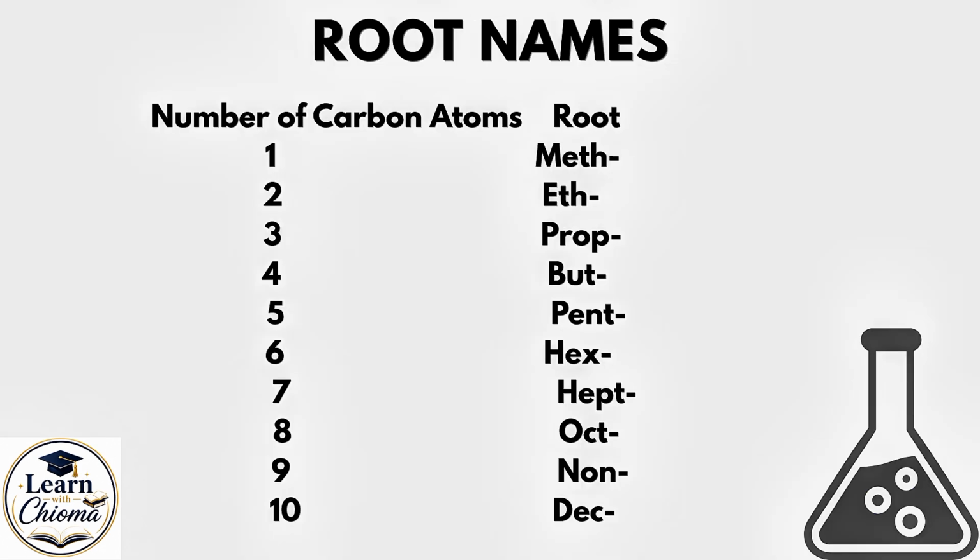The first step in IUPAC nomenclature is identifying the root name. The root name tells us the number of carbon atoms in the longest continuous carbon chain. Here are the first 10 root names you should know. 1 carbon is meth, 2 carbons is eth, 3 carbons is prop, 4 carbons is but, 5 carbons is pent, 6 carbons is hex, 7 carbons is hept, 8 carbons is oct, 9 carbons is non, 10 carbons is dec. These root names form the foundation of every IUPAC name, so it's important to memorize them.